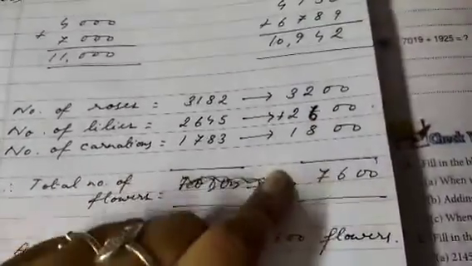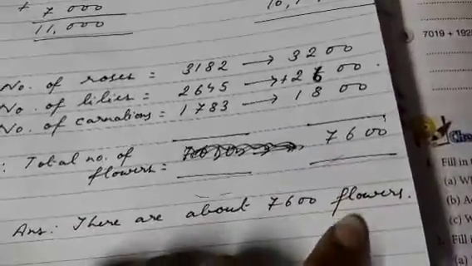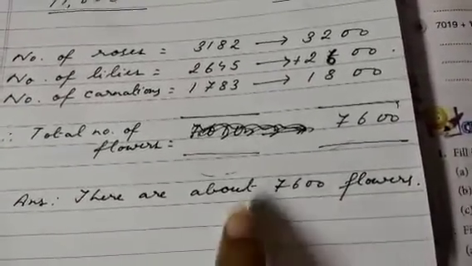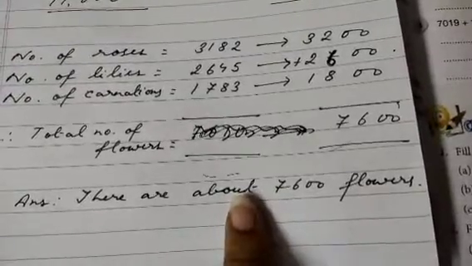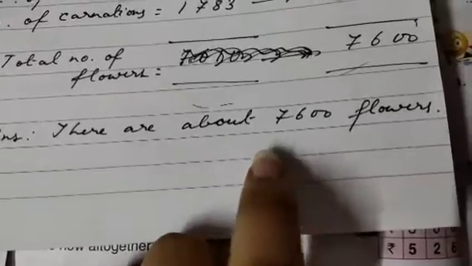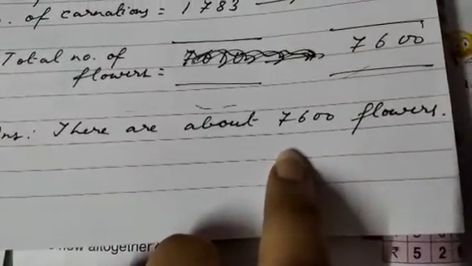Total number of flowers will be 7600. So there are about 7600 flowers. This is not the actual sum. Children, please be very careful. This is the estimated sum. 7600 is your estimated sum. See the next one.